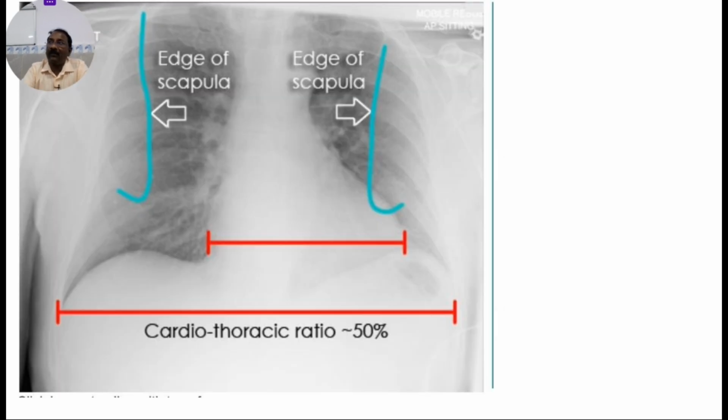See the scapulae. These two, the right scapula and the left scapula, should be equidistant. Otherwise, there will be some differences in your cardiothoracic ratios.